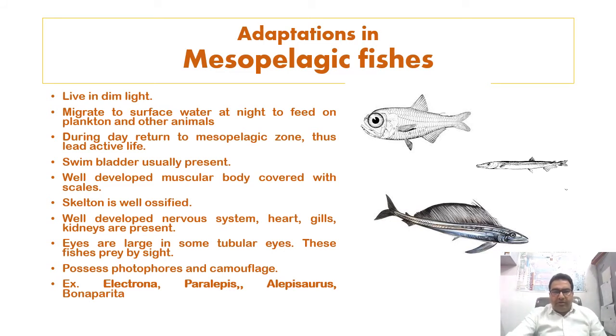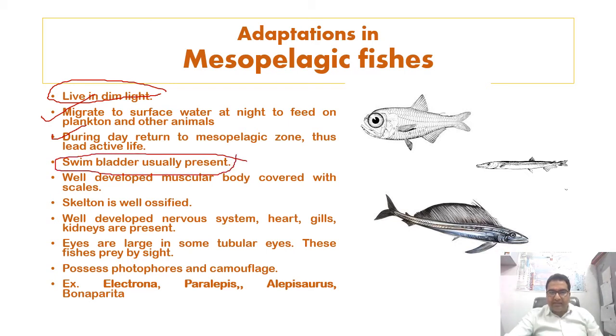So when we talk about the mesopelagic fishes, you have to be a little bit attentive: they live in the dim light area. It is not that there is total darkness, but they live in a zone where there is a little bit of penetration of the light. And these fishes migrate to the surface water at night to feed on the plankton and other animals as well. During the day they return to the mesopelagic zone. There the swim bladder is usually present. Now here you find that the swim bladder is usually present in such fishes.